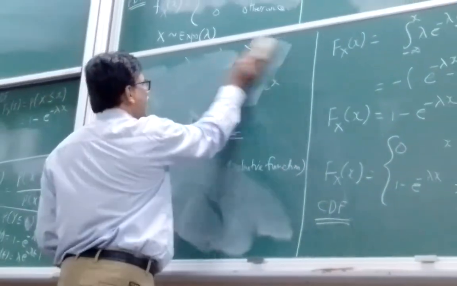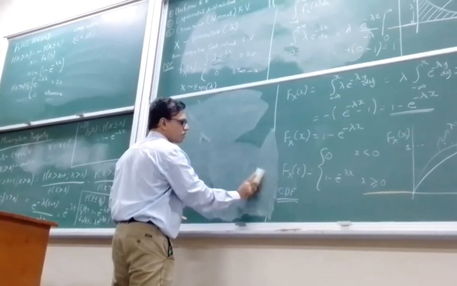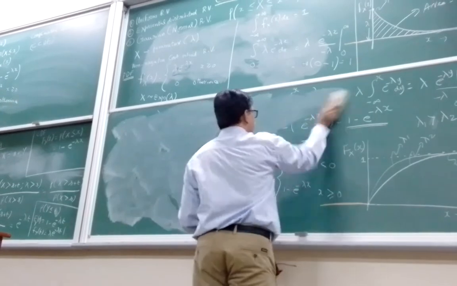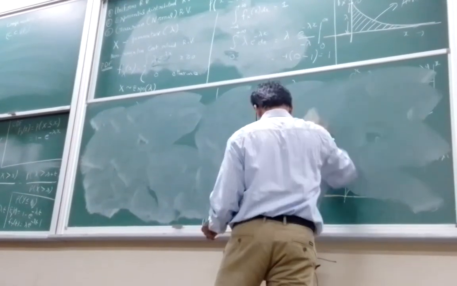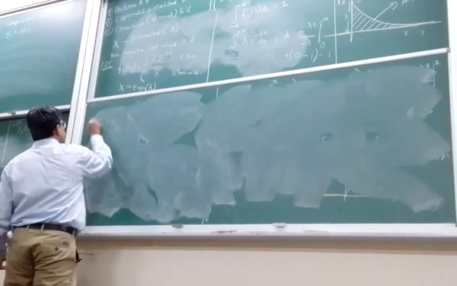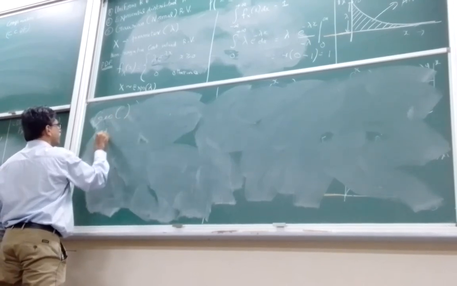There is one more nice connection, let me just check whether I can take it in 2-3 minutes, whether I will be able to do that one. The connection between the geometric random variable and the exponential random variable.